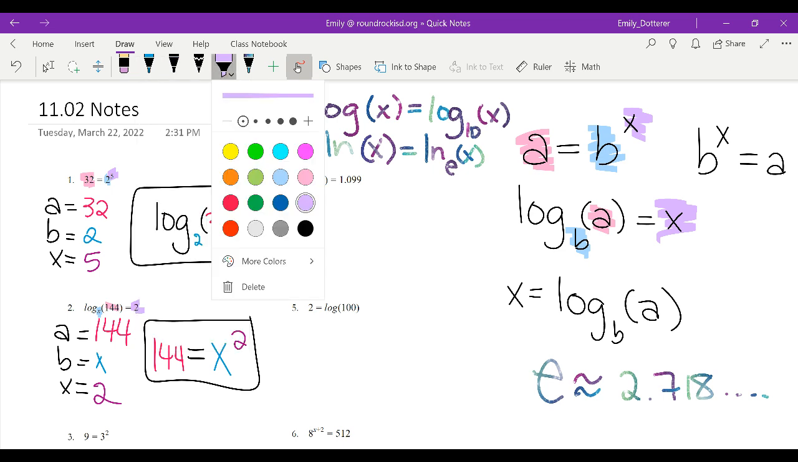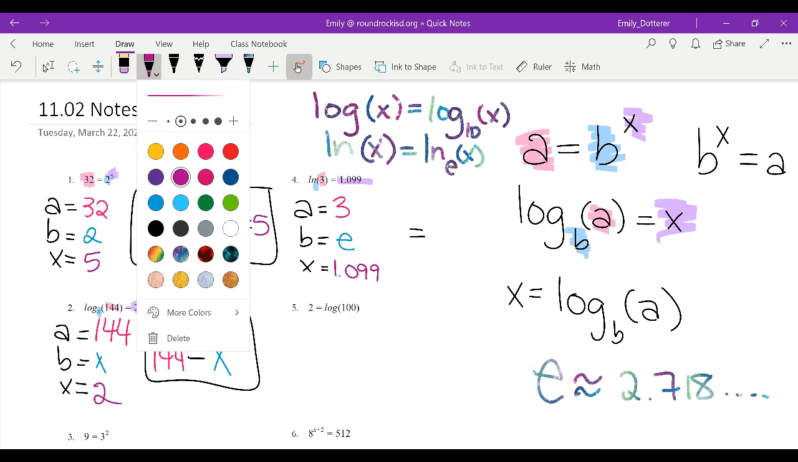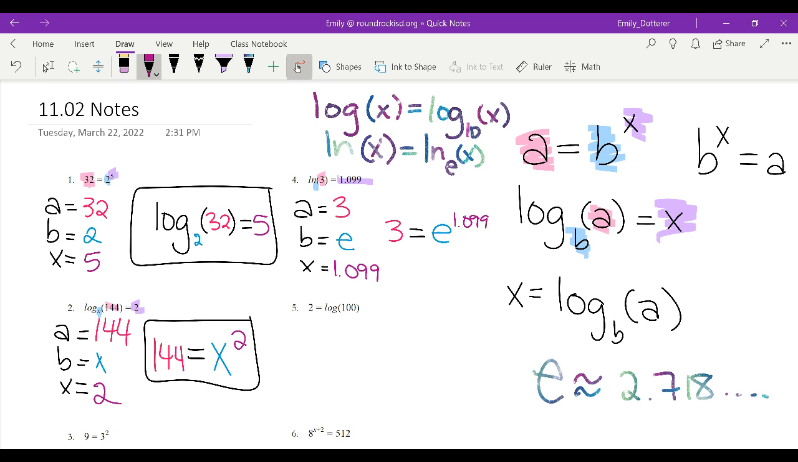So in number 4 here, we can see that there's no base given right there, which means that our base is e. A is inside of the parentheses, and x is what the log is set equal to, which in this case is 1.09. We're going to turn this into an exponential. We have a equals b to the x.